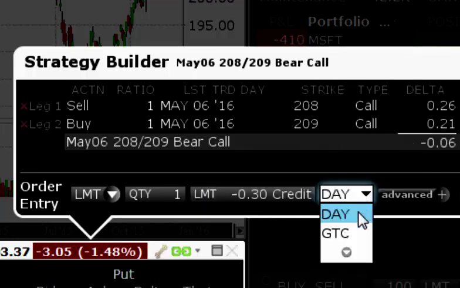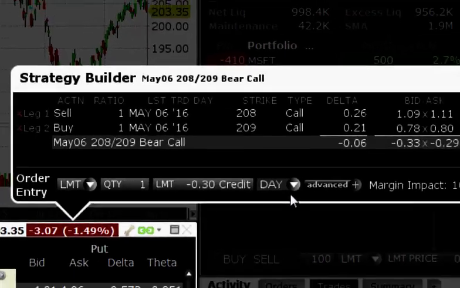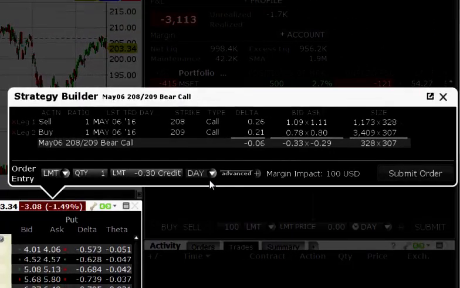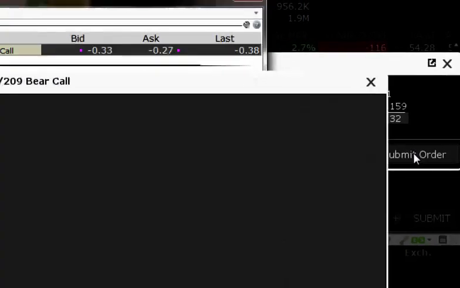We'll leave that as a day order. We always say leave your option trade orders as day orders. The reason for that is if this trade doesn't get filled today, you don't want it carrying into tomorrow, just in case the market moves against you and you don't get filled at a good price. So if we're happy with all of that, we click on submit the order.